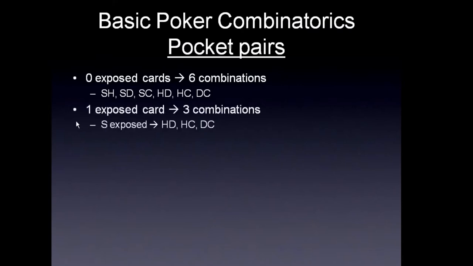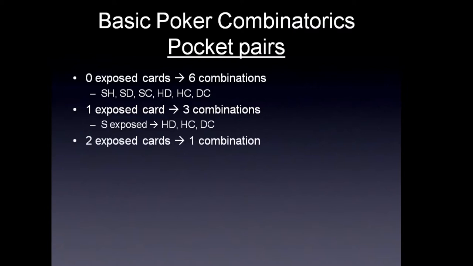So pocket pairs. Very simply, take pocket aces for example. You want to know how many ways there are to make pocket aces. There are 6. When 0 cards are exposed, there are 6: spade heart, spade diamond, spade club, heart diamond, heart club, diamond club. When there's 1 card exposed, for example, I have an ace in my hand, I have ace king, and I want to know how many combinations there are for my opponent to have pocket aces. There are 3. Let's say we have the ace of spades, then he can have ace of hearts, ace of diamonds, hearts clubs, diamonds clubs.